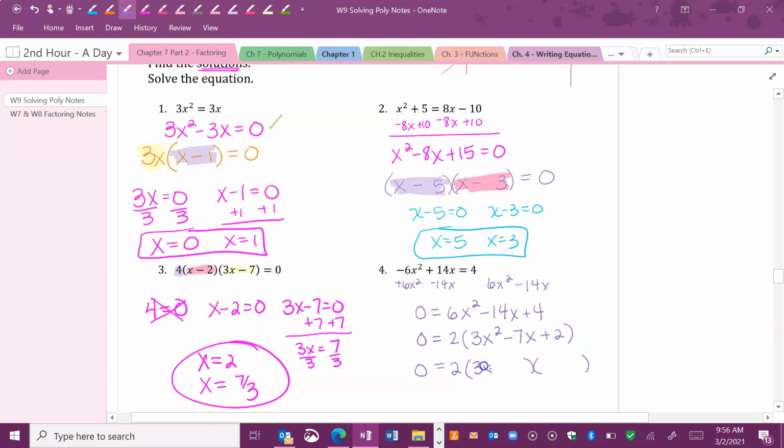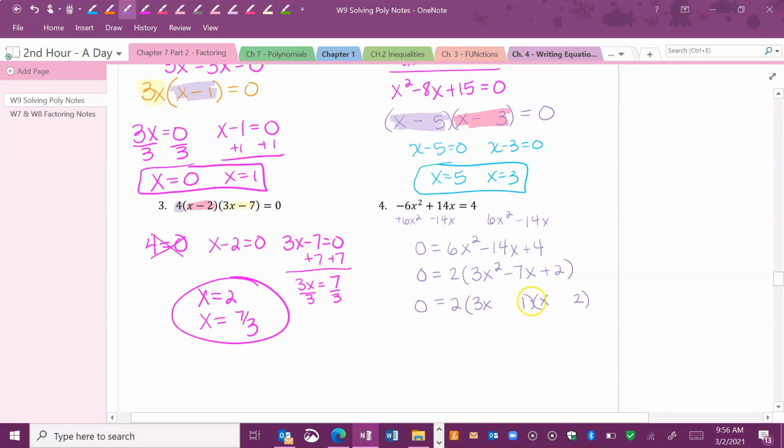So I'm going to try 3x and x, and then I know I need to do 2 and 1, okay, because that's my only option. I also know, because this is minus, that both of these are going to be minus. So I'm going to go ahead and try this and make sure it works.